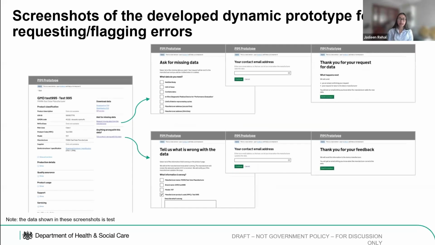They also tested how users might request new data or flag data errors. So this shows you once you're at a landing page for a product, you might realize that there's additional data that's not currently shown. So you might want to request new information. And we tested how users might do that. And then that would send a request directly to a manufacturer.